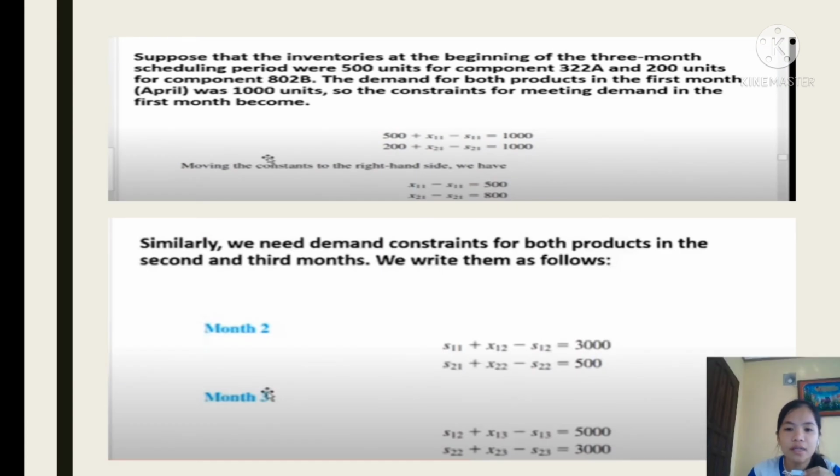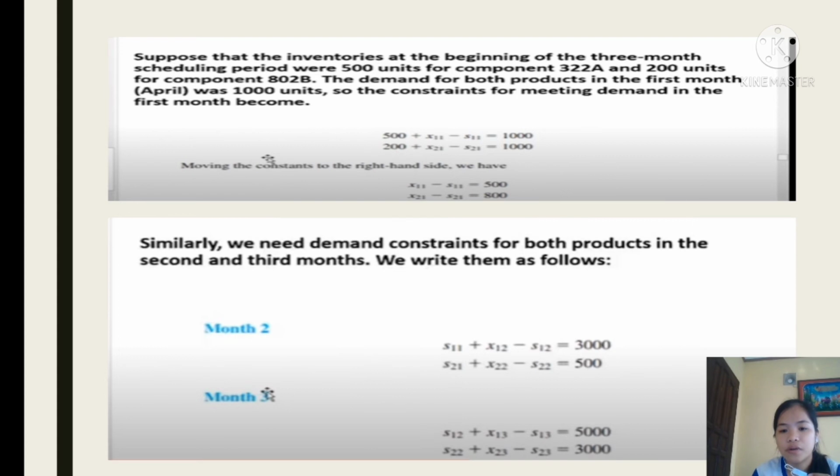Suppose that the inventories at the beginning of the 3-month scheduling period were 500 units for component 322A and 200 units for component 802B. The demand for both products in the first month, April, was 1,000 units. So the constraints for meeting demand in the first month become 500 plus x11 minus s11 equals 1,000, and 200 plus x21 minus s21 equals 1,000. Moving the constants to the right-hand side, we have x11 minus s11 equals 500, and x21 minus s21 equals 800.